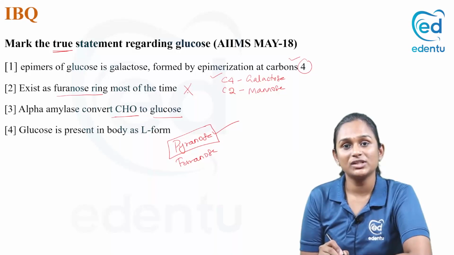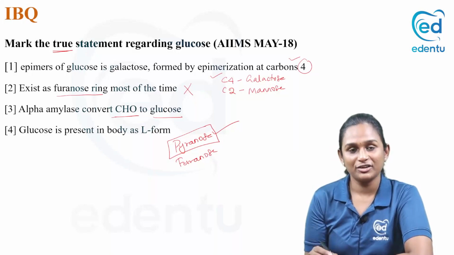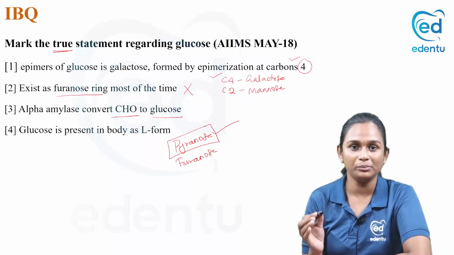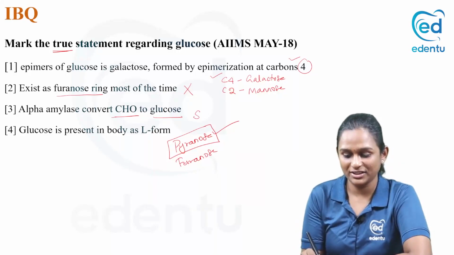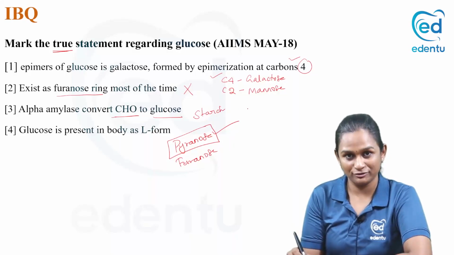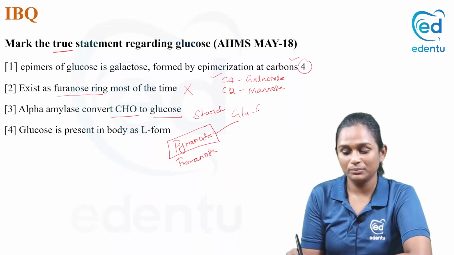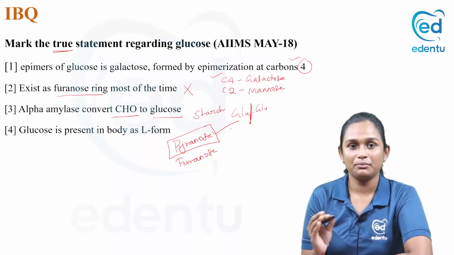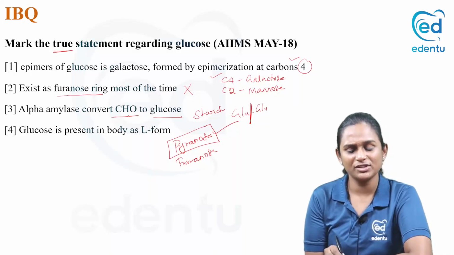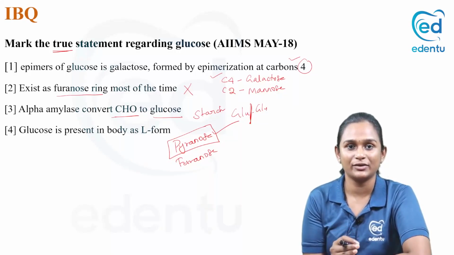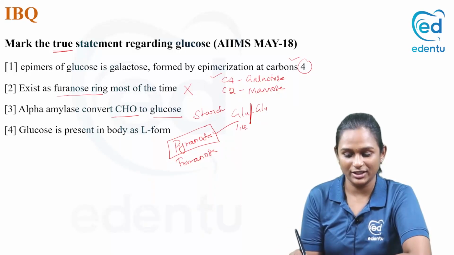Alpha amylase converts CHO to glucose. No, the function of alpha amylase is to break the glycosidic bond between glucose units, for example in the case of starch. Starch is a homopolysaccharide which is made up of glucose. So amylase will break the bond between glucose and glucose. It will not convert the CHO group to glucose. This amylase will cleave glucose from the starch one by one by breaking the 1,4 glycosidic linkage.